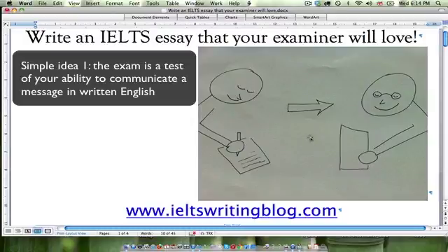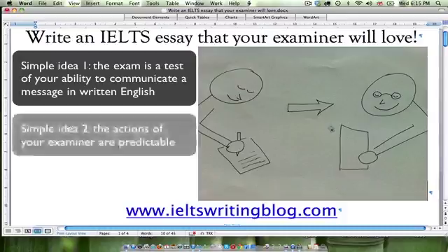Simple idea number two is regarding the examiner. Examiners use rubrics to mark your writing. The rubrics are standardized. They're the same all over the world. Your examiner has received training to do the job that they do for the IELTS exam. And thus, an IELTS essay that scores band 7 in one country, that same essay will score band 7 in any other country.